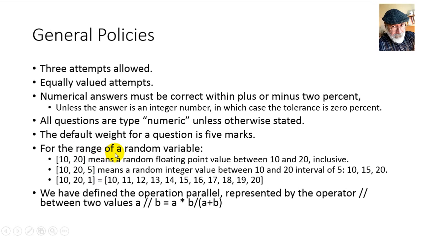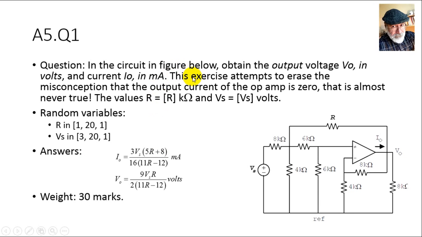About these random variables: in every exercise, one or more of the parameters will be different for every student that takes the assignment exercise. For each one of those parameters that will be different for each one of the students, we define what is called a random variable, and we define them like this: random variables for this question. This is assignment 5, question 1.